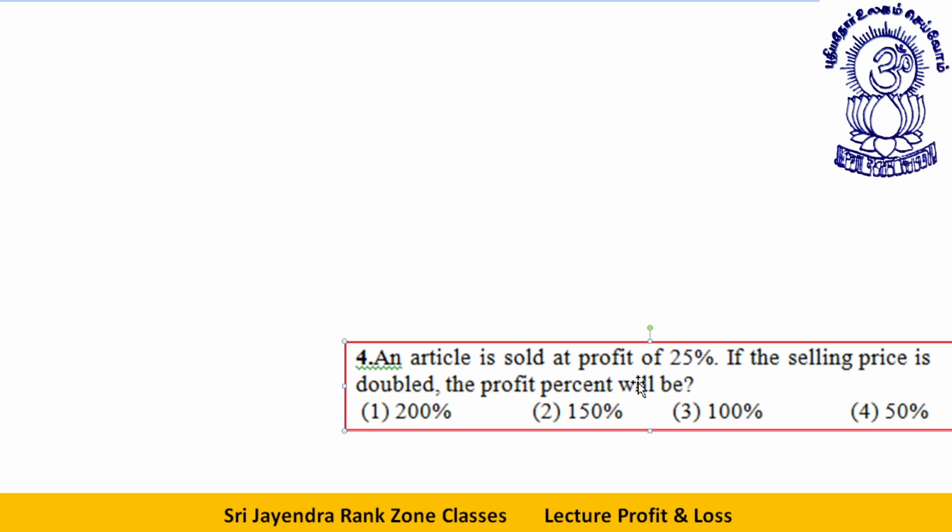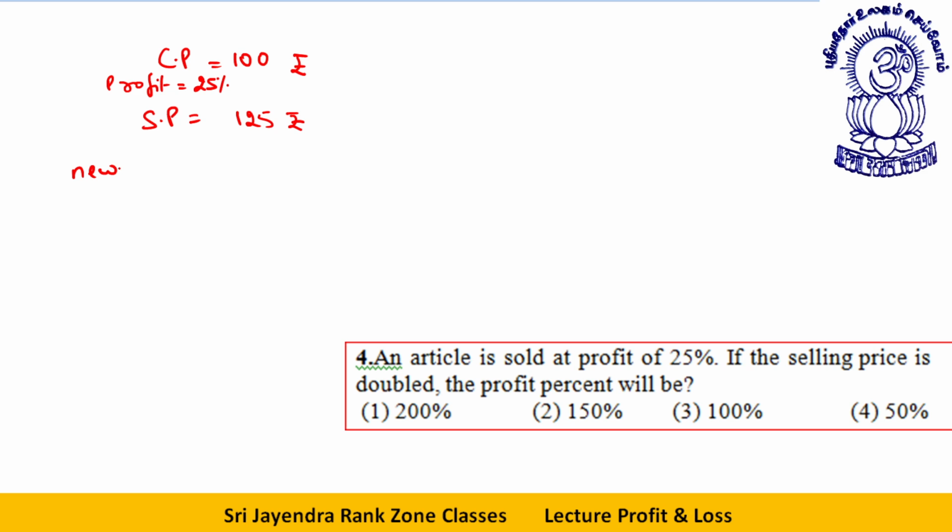An article is sold at a profit of 25%. If the selling price is doubled, the profit percent will be? Again, let's start with, let CP be equal to 100 rupees. In these questions I'll predominantly be using CP equal to 100. The profit is 25%, then I can say that the SP is 125 rupees.